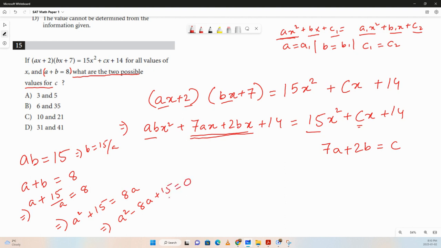So now what is the value of a here? 15 is 5 times 3, right? So negative 5, negative 3. If we multiply, we get positive 15, and negative 5 plus negative 3 is negative 8.